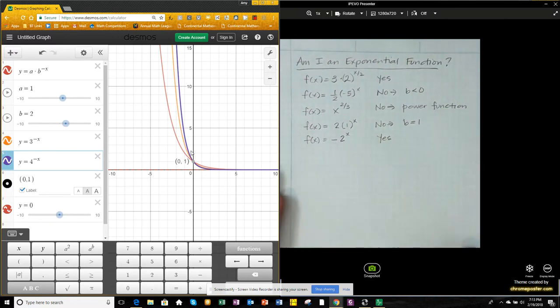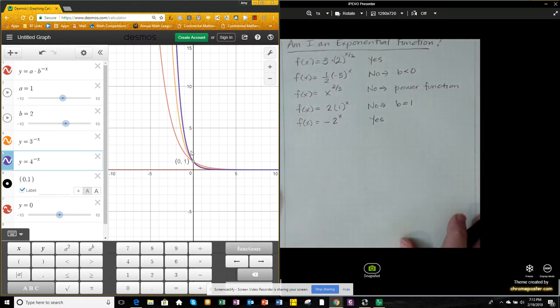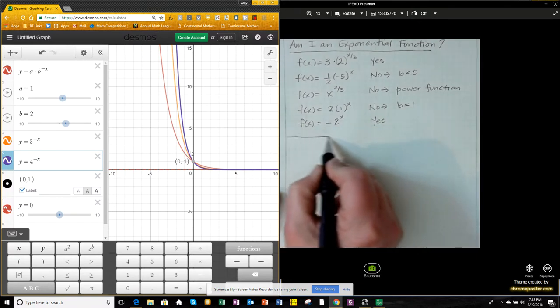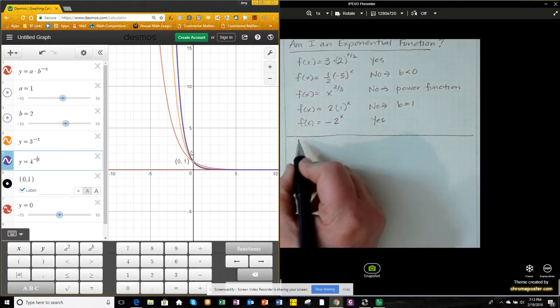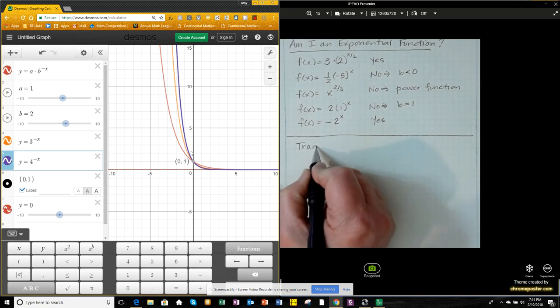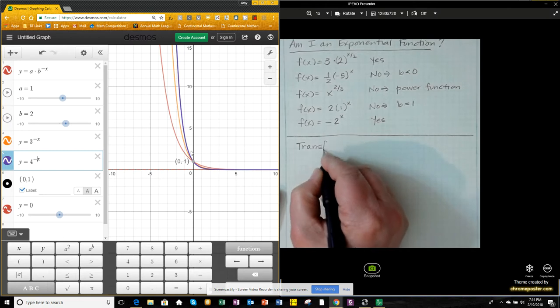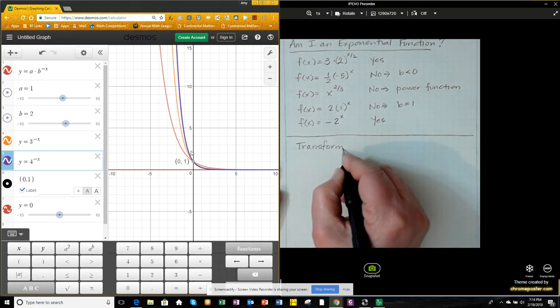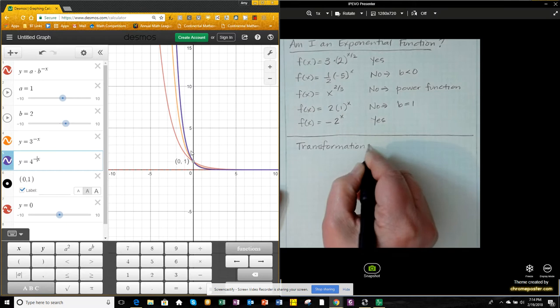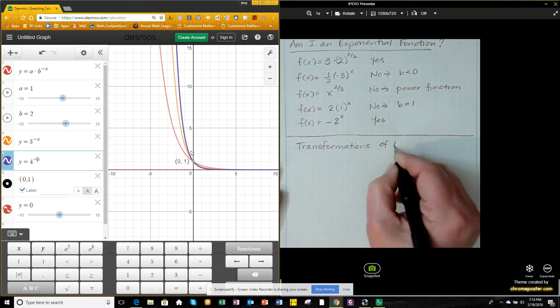All right. So we played that game, and I'm sure you guys won. So now, what do we do with these functions that we call exponential functions? Well, we can shift them. We can transform them left, right, upside down, and over the x-axis, over the y-axis, stretch them, shrink them, all sorts of things. So we're going to do some transformations of exponential functions.